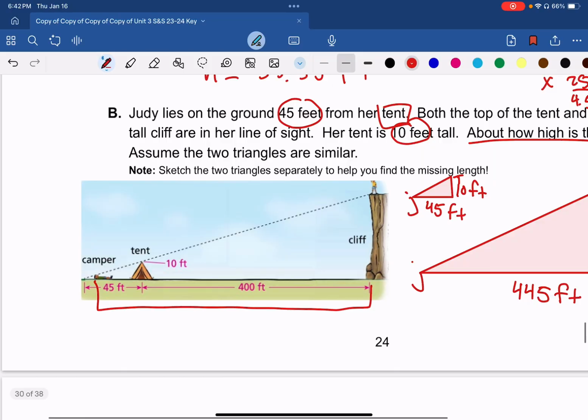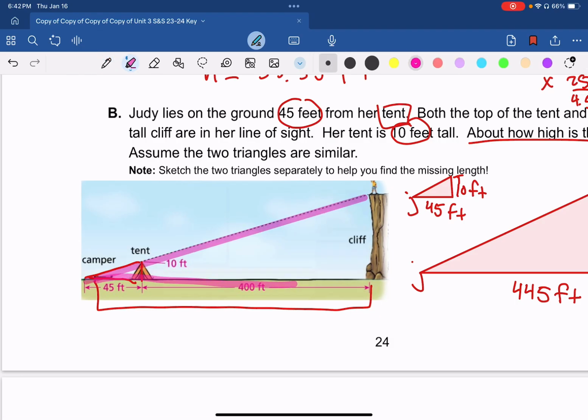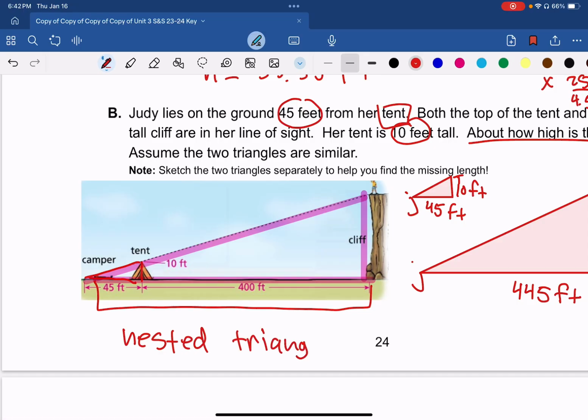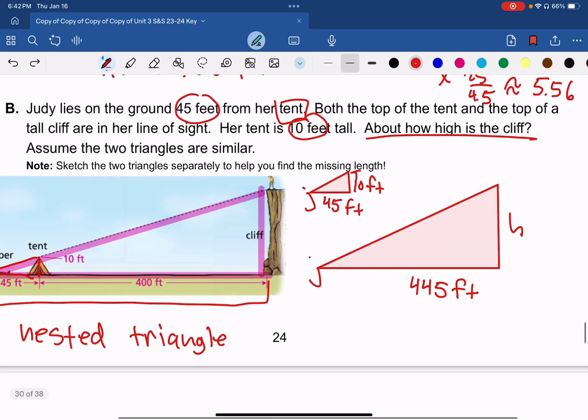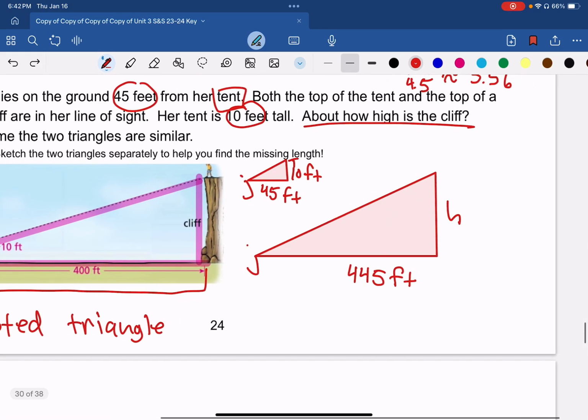The picture that they gave you, it's maybe not that obvious that we have that first triangle and that second one around it, right? So I recommend if they give you, this is called a nested triangle problem. So they give you something like this. Separate those nested triangles. Nested means to be inside of each other. So take them outside of each other.